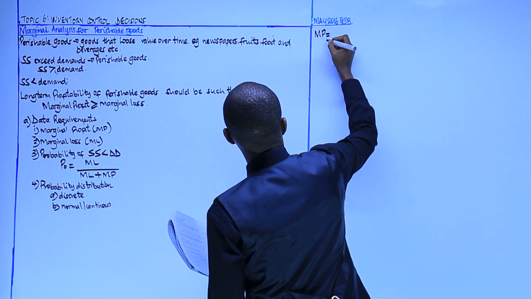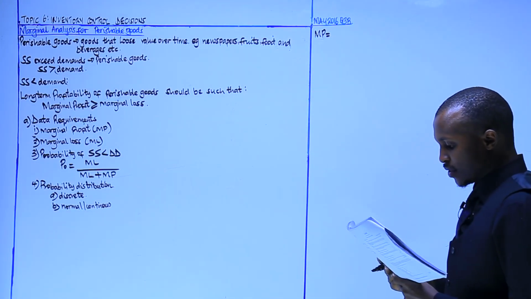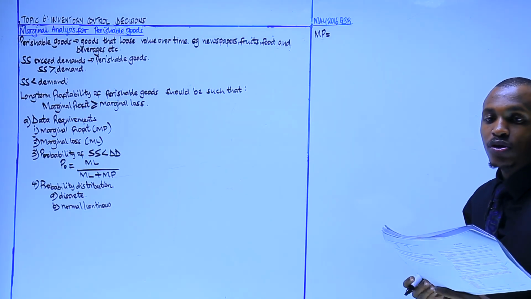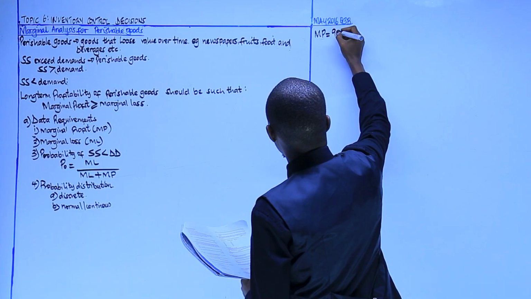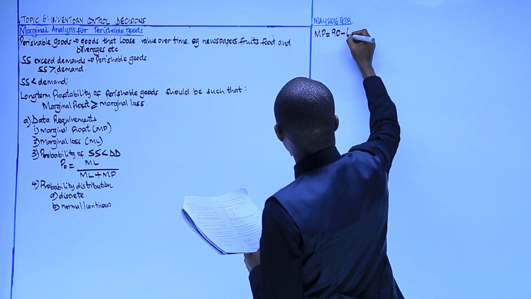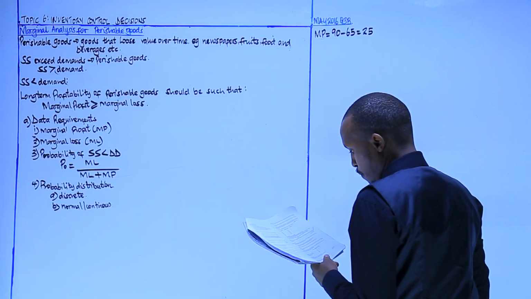Marginal profit. We're going to say your profit is simply your selling price minus your costs. Your selling price is 90, your cost is 65. So that is how much? 25.